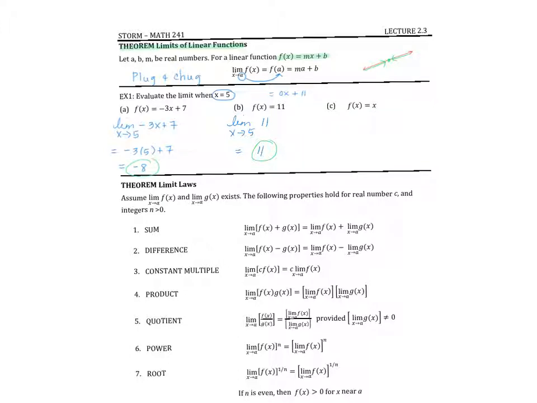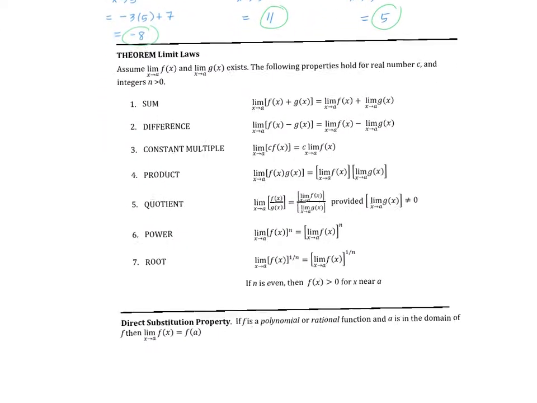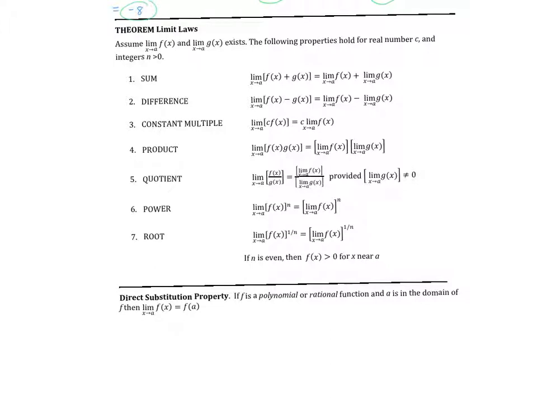Let's do one more. We're going to do the limit as x approaches 5 of x, and that's just simply 5. So again, this is the method we're going to use now when we do limits. We're not going to do tables, we're not going to do graphs. Remember, tables and graphs just give us a conjecture, a guess. Okay, we're going to plug and chug.